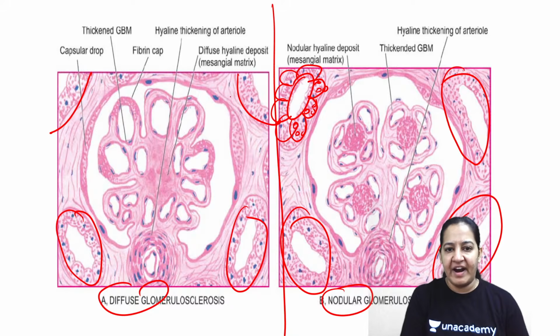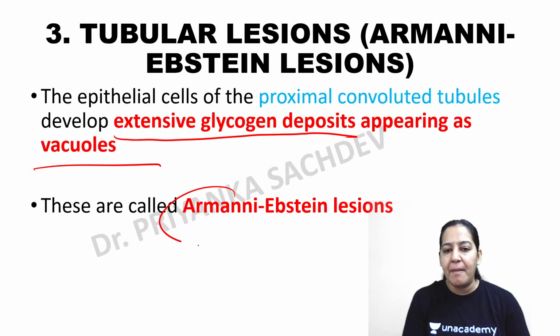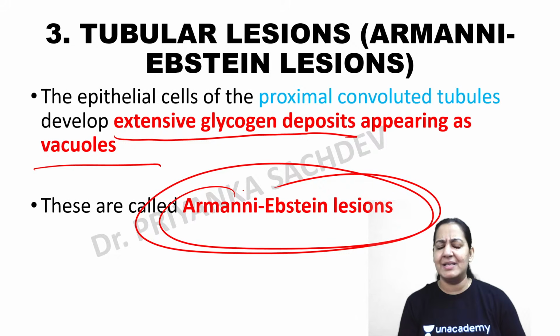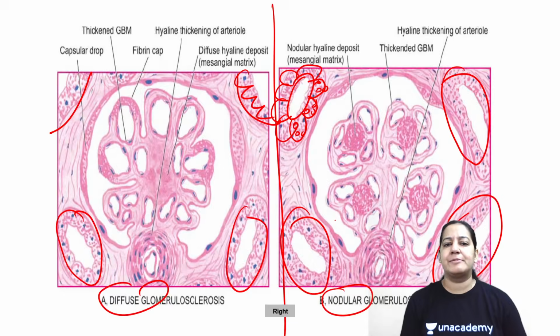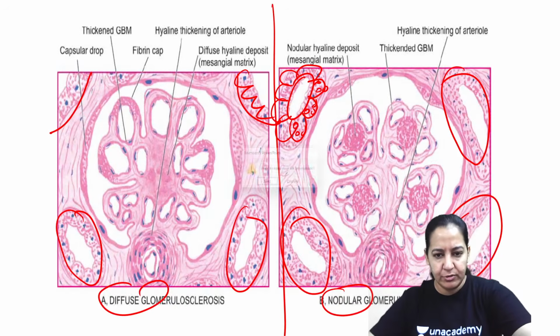So here also we can find the big vacuoles in all the tubules. Here also big vacuoles, and this is known as Armanni-Ebstein lesion, based on the name of the scientist who has discovered it, nothing else. So Armanni-Ebstein lesions, right? So what is the summary? I would like to tell you the summary.